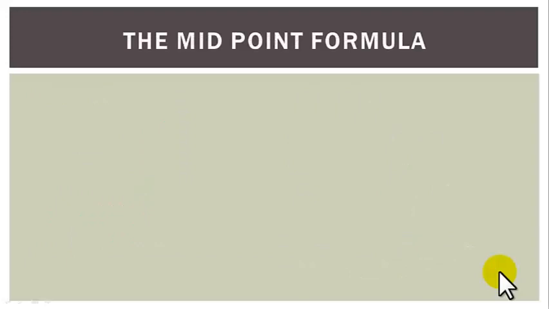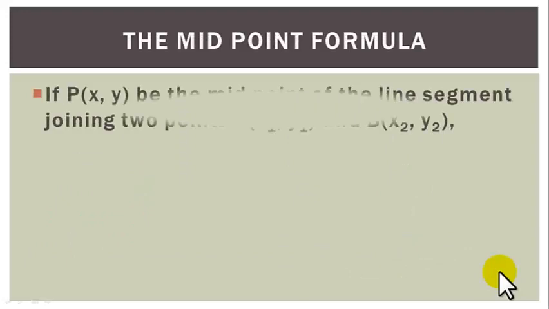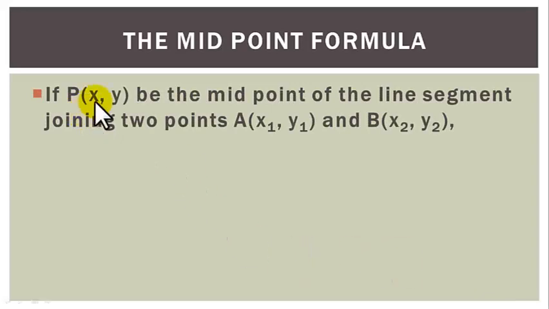The midpoint formula. If P(x, y) be the midpoint of the line segment joining the two given points A(x1, y1) and B(x2, y2), then m must be equal to n.